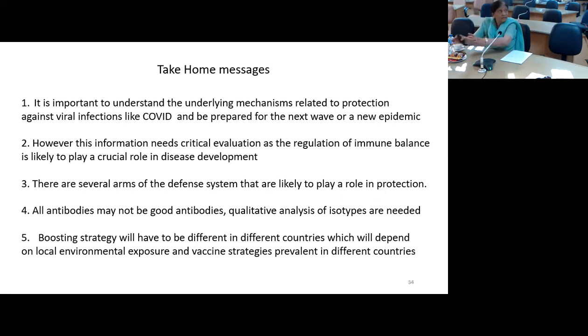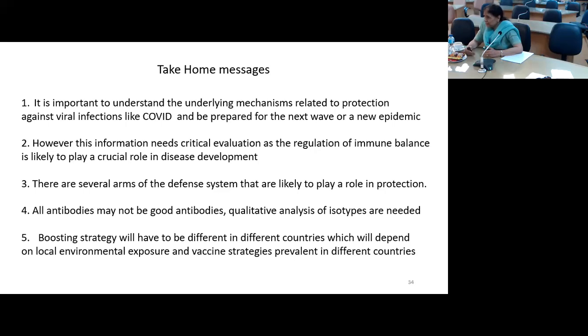So this becomes very important. This is my last slide. The take-home messages are, it is important to understand the underlying mechanism whereby you need to know what is the protective ratio that you should not go beyond. However, this can only be done by critical evaluation of the regulation of the immune balance that plays a critical role in disease development. And I think we need to see what are the biomarkers associated with progressive disease.